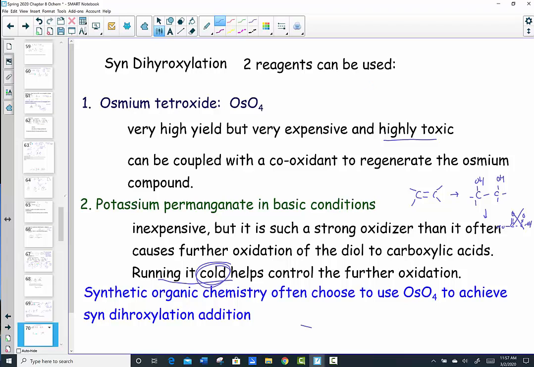But with the osmium sitting on the arrow, the double bond will have a syn addition guaranteed. So even though it's expensive, even though it's highly toxic, it's still the choice tool for organic chemists who want a syn addition diol to be achieved.